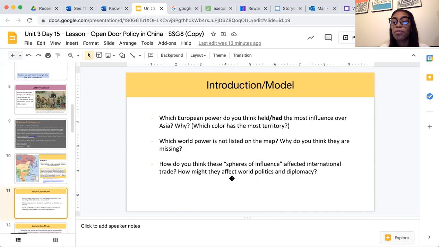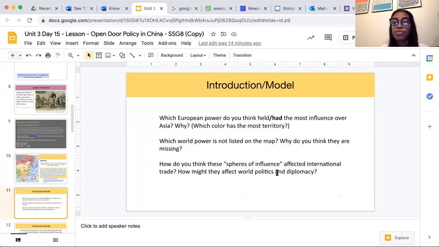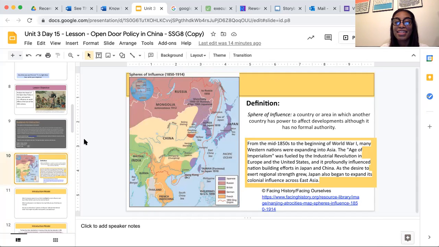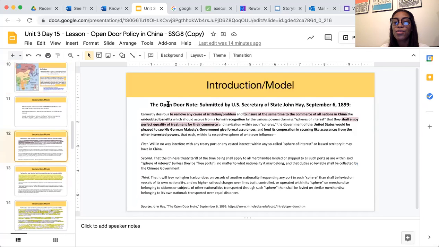And how might this affect world politics and diplomacy? So of course, there's going to be people that are going to feel excluded, such as the United States, right? They're going to want a piece of the action. And of course, with regards to diplomacy, if you want a piece of the action, what might you do? So if you want to get involved, how might you go about it? Contact China, okay? You want to communicate in a way that's not aggressive, right? So we're going to see what the United States is going to do. And we have this open door note submitted by US Secretary of State John Hay, September 6, 1899.